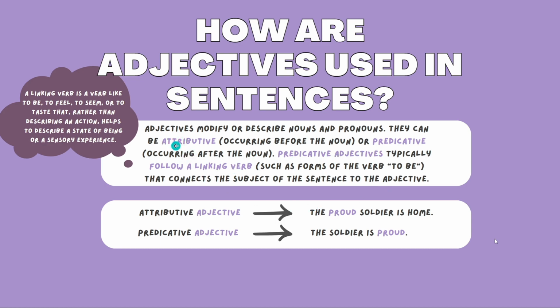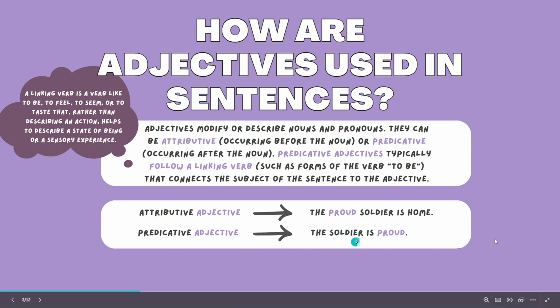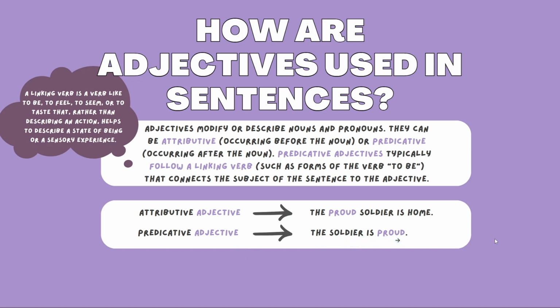Now, let's remember the attributive adjective, for example, is before the noun. So, the proud soldier is home. Let's see that proud, this adjective, is before the noun soldier. And the predicative adjective is after the noun. For example, the soldier is proud.